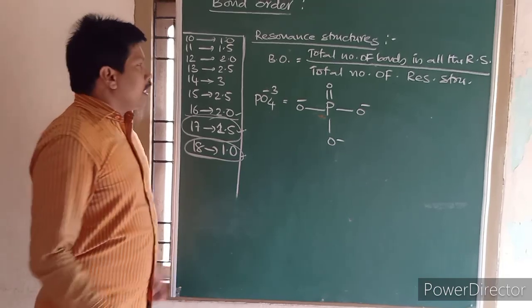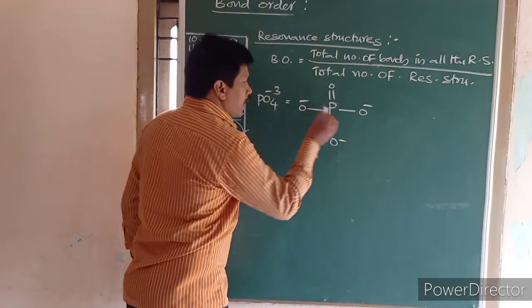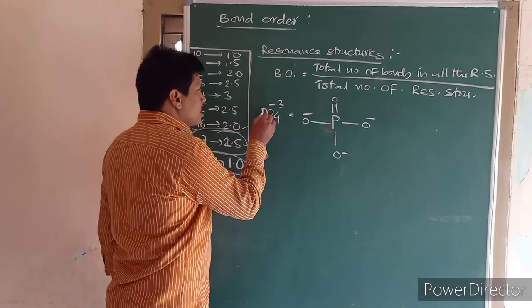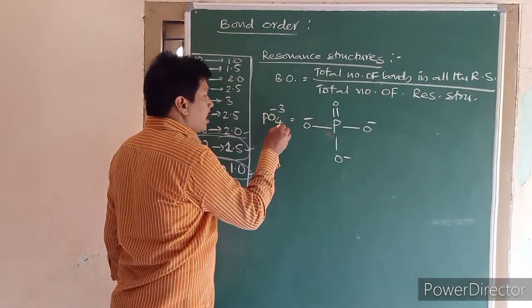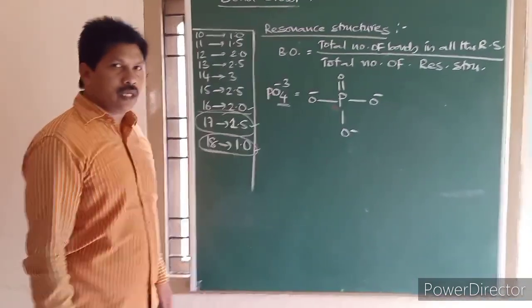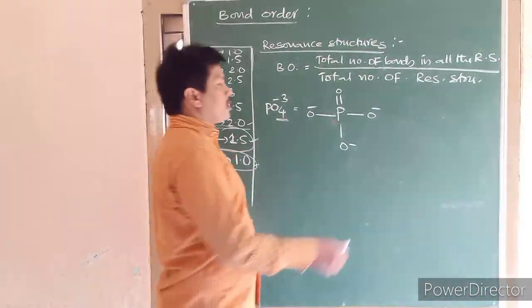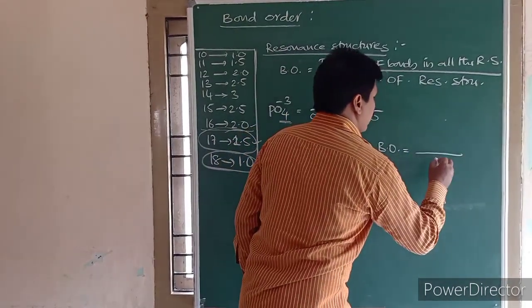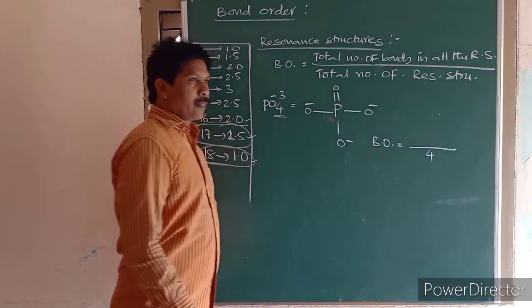That means it is showing how many resonance structures there are: the number of atoms surrounding the central atom gives the number of resonance structures. Here 4 oxygen atoms are there, that's why the number of resonance structures becomes equal to 4.